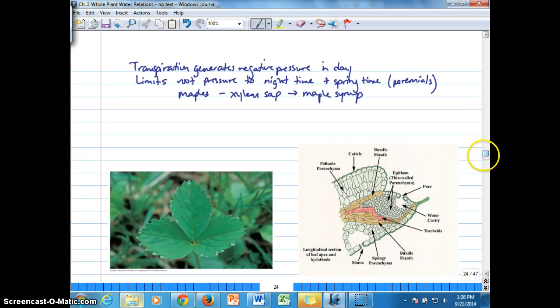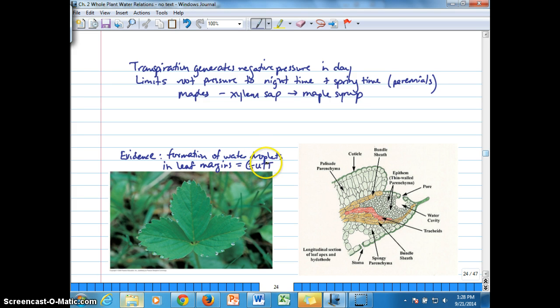Okay. Now here's evidence of the presence of root pressure, where we see the formation of water droplets in the margins of the leaf, which is called guttation.